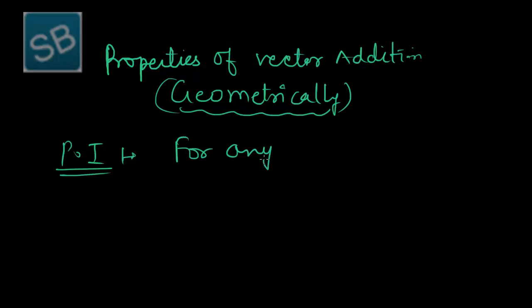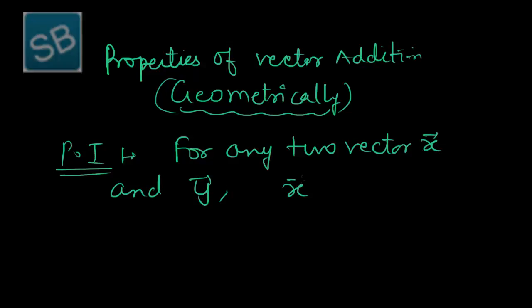For any two vectors, vector x and vector y, vector x plus y is equal to vector y plus vector x, that is commutative property.